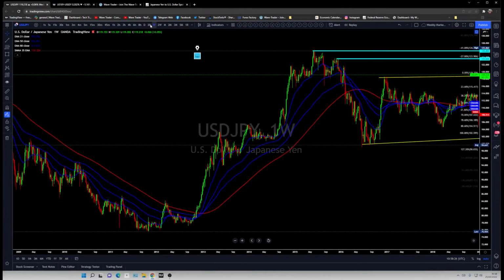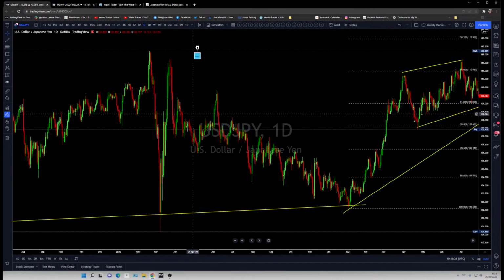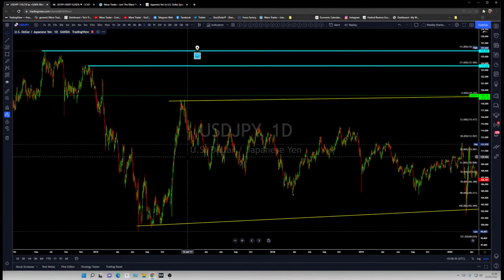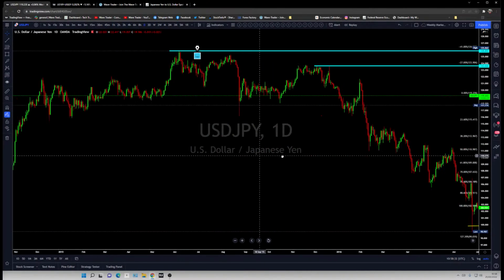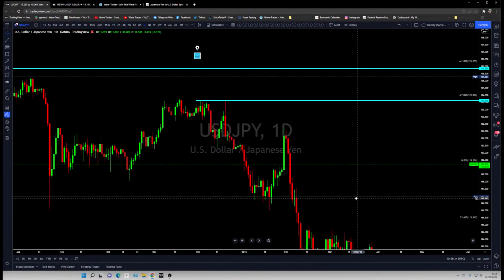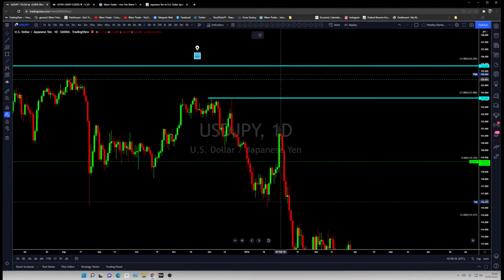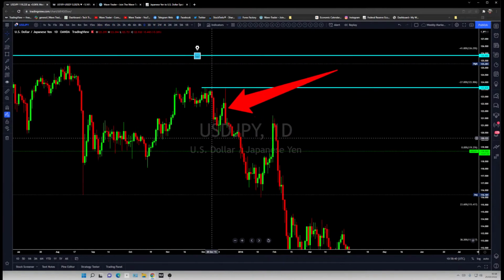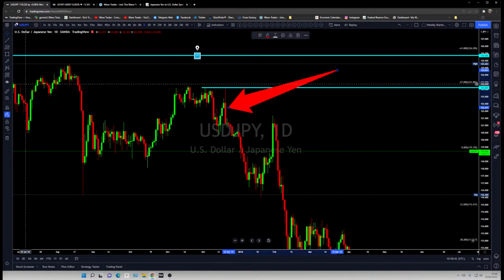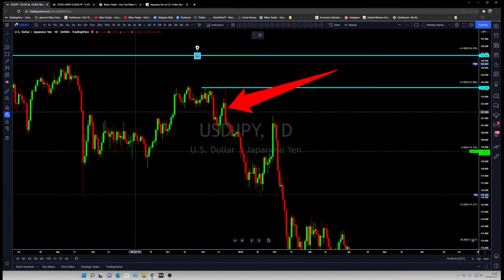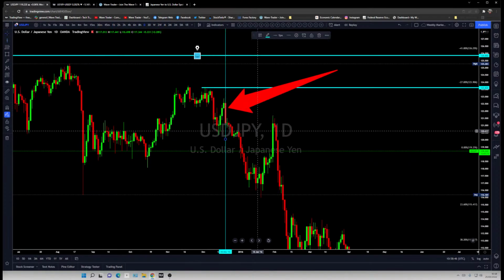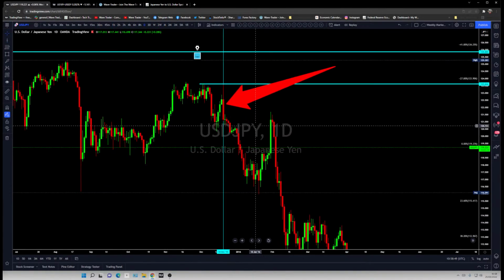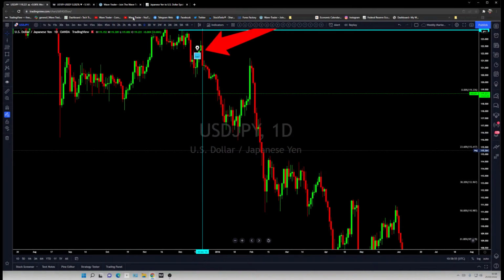Last time, which I was trying to explain, when the Fed went for a hiking cycle, that's what happened. We saw a longer term reversal on the dollar yen. In 2015, the Fed started to raise the interest rate, on 16 December 2015, when the first hike came. And then it never looked back.